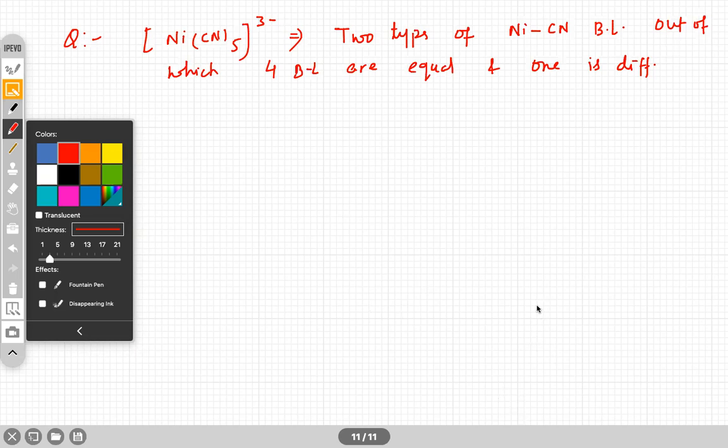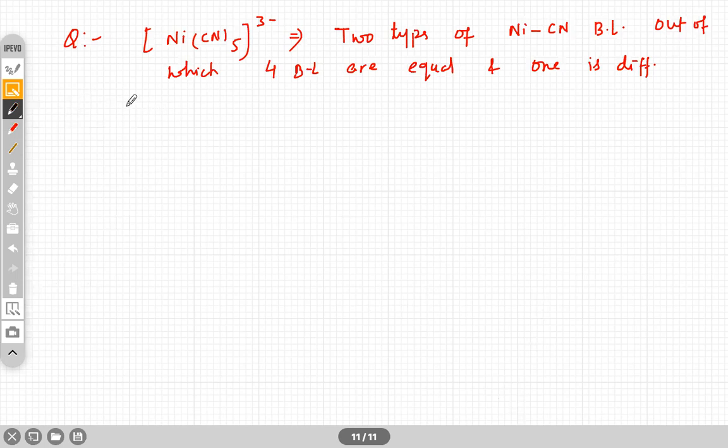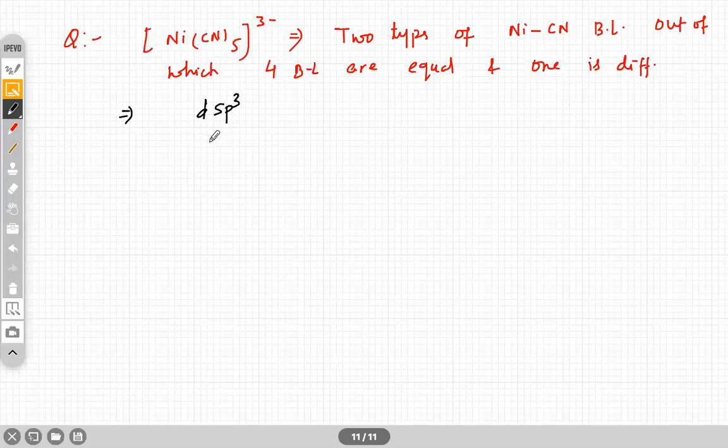dsp3. Answer for this question, I'm writing it down. If you have any doubt, you can tell me. The hybridization will be dsp3, and it is diamagnetic. The geometry is square pyramidal, because 4 bond lengths are the same, so square pyramidal geometry it is. Any doubt in this?